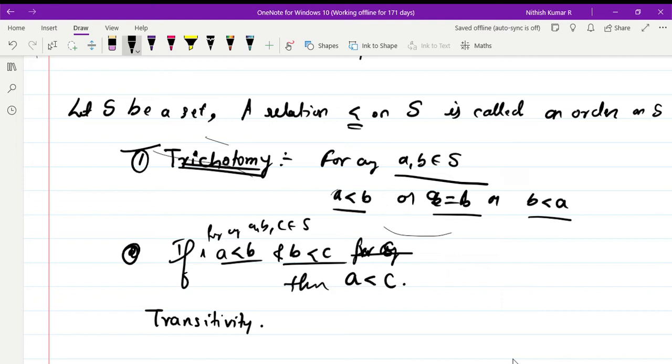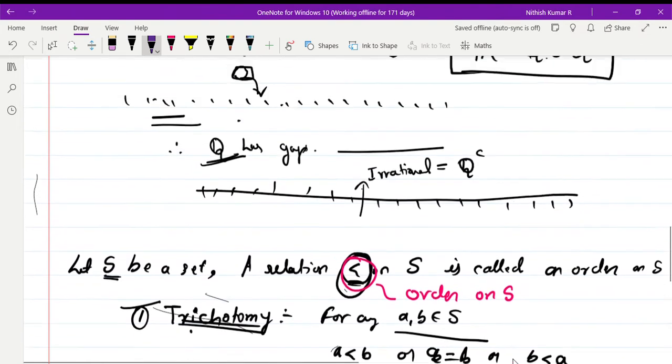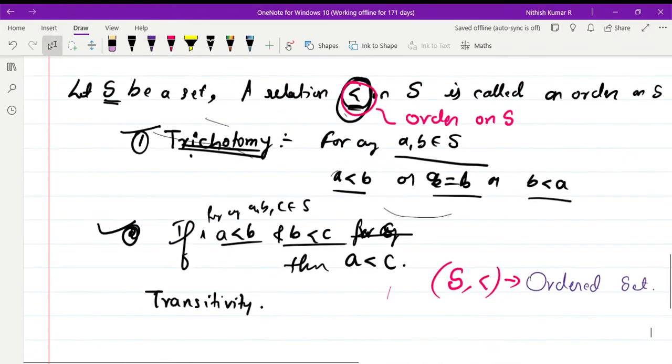So if a set S with this relation satisfies these two conditions, that is trichotomy and transitivity, then we call this relation less than an order on S. Now this set S with this order, we call an ordered set.